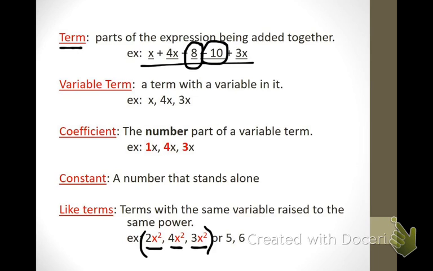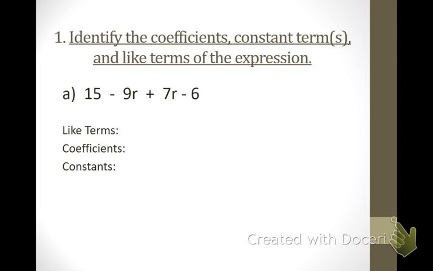What are the other two that you can see right there that are alike? 5 and 6. Because they're both what? A constant. A constant, if you remember, is a number that stands alone. So we're going to find out in just a couple minutes what like terms are and how to figure out what the coefficients and the constants are of those. So let's look right now. Number 1 asks me, identify the coefficients, the constant terms, and the like terms of the expression.